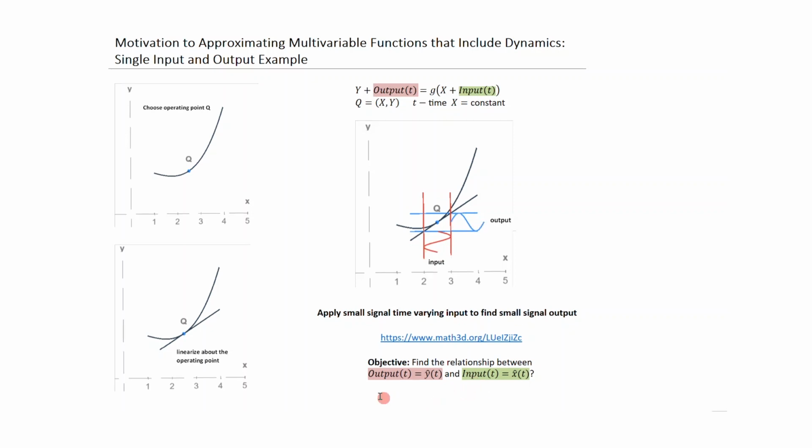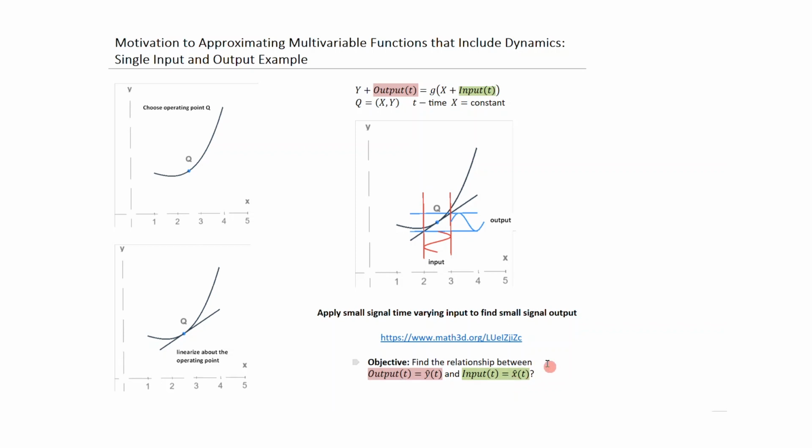So the objective is that the output is equal to y hat of t, where typically this would be delta y. But since we're dealing with time variation, we define delta y as y hat of t, where the hat indicates small. And the input is x hat of t. Again, because x is small and time varying, we don't use delta x, we use x hat of t.